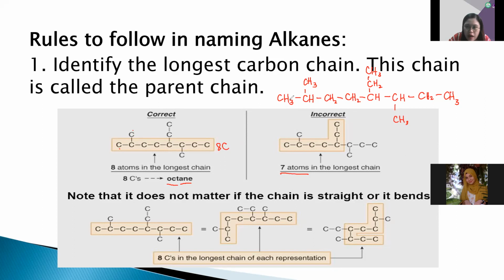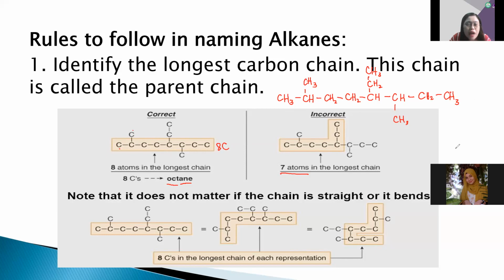Binilang natin ito kahapon. Pag straight chain lang yung bibilangin natin, starting from here, 1, 2, 3, 4, 5, 6, 7, 8. That's 8 carbons. If you try na lumiko, 1, 2, 3, 4, 5, 6, 7, that's only 7 carbons. So we are still here sa straight chain. Ito yung ating i-consider na longest chain and that will be the parent chain.